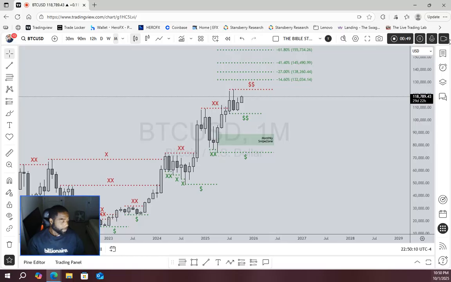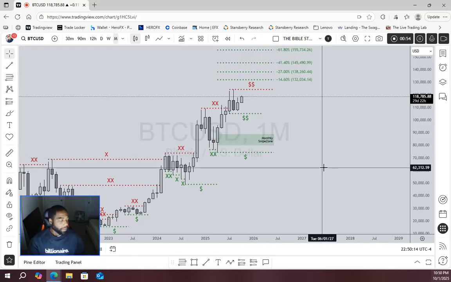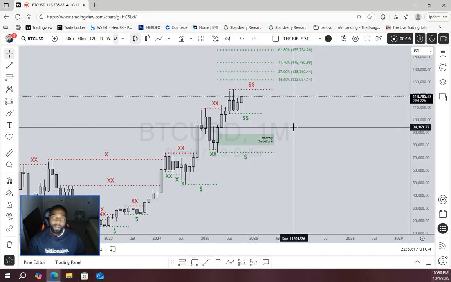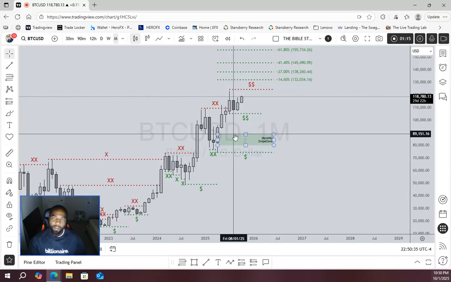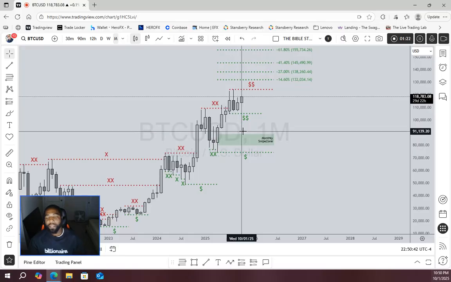But we're gonna dive straight in. Go right into the monthly time frame. We're going to read price action, understanding market structure to determine what price has done, to determine what price is doing, to ultimately dictate what price is going to do.